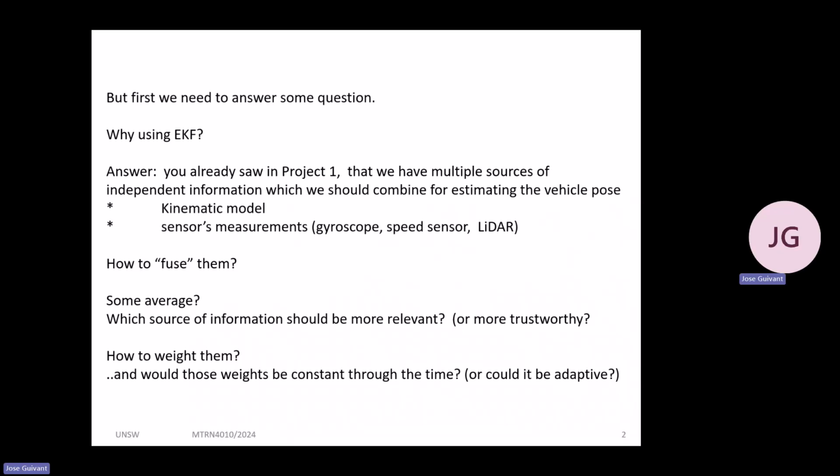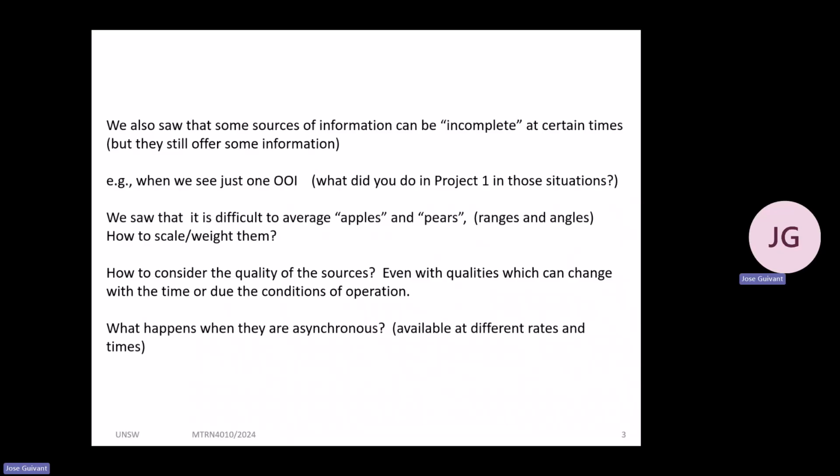So all of these sources of information are good, but they are coming with error. And we want to consider those errors in a statistical way because we want to give more or less relevance to those sources of information, depending on the quality of those sources of information and also depending on how we are using those sources of information. This is what we want to do.